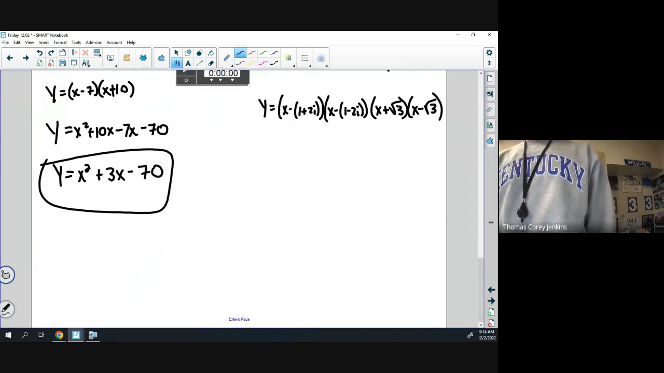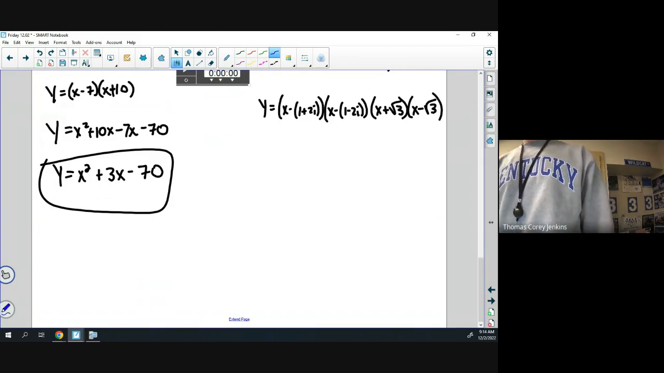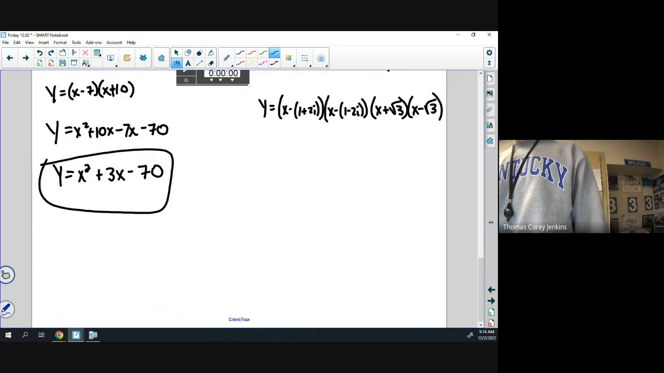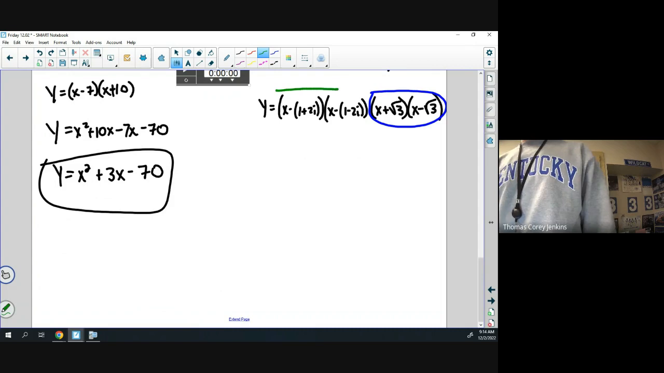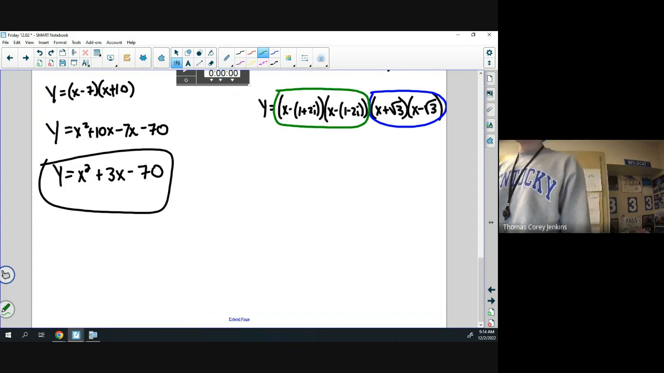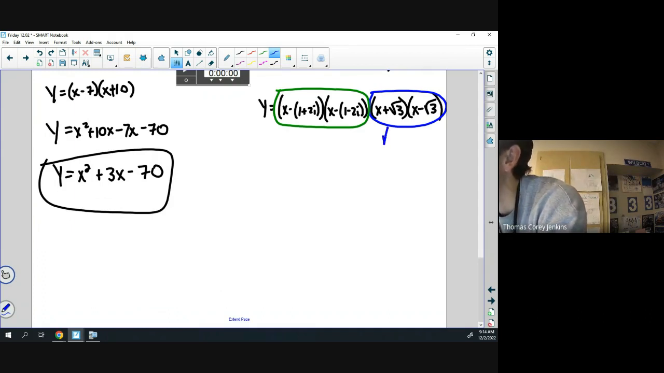All right, so if we want to do a bonus question here, you're going to have to keep the right things together, right? So you're going to look at these as a pair and these as a pair, right? Because if we start trying to do the imaginary with the irrational, we're going to end up with a whole other can of worms, okay? So let's start with what's maybe the easiest. This is almost like a multi-step problem. So this would be, to me, the easiest part of this question. So x plus square root of 3 times x minus square root of 3.